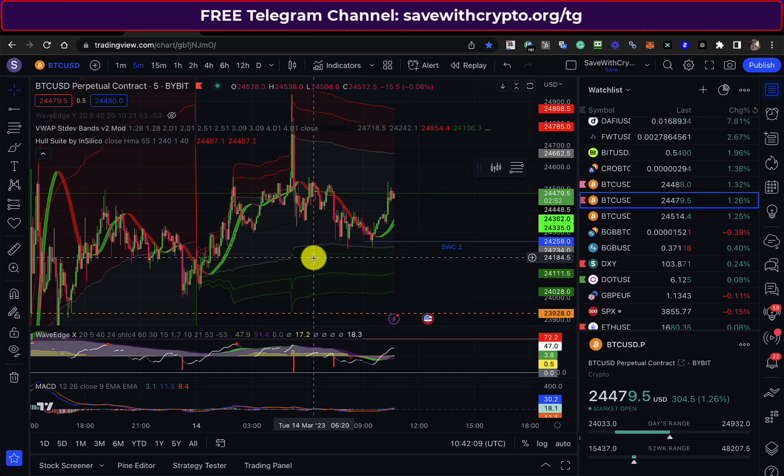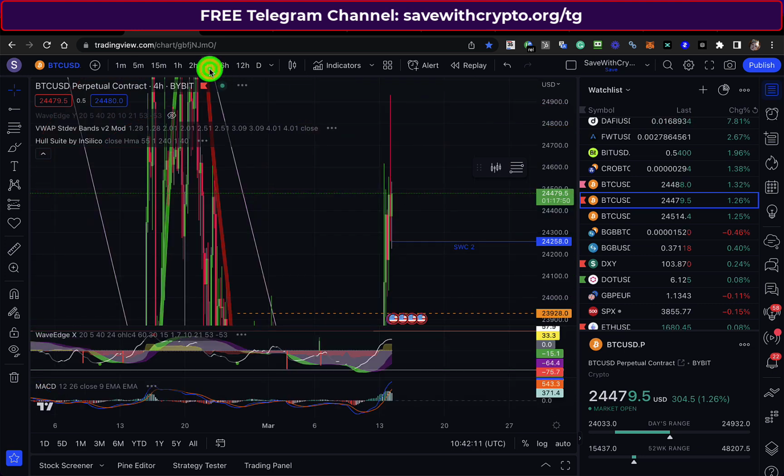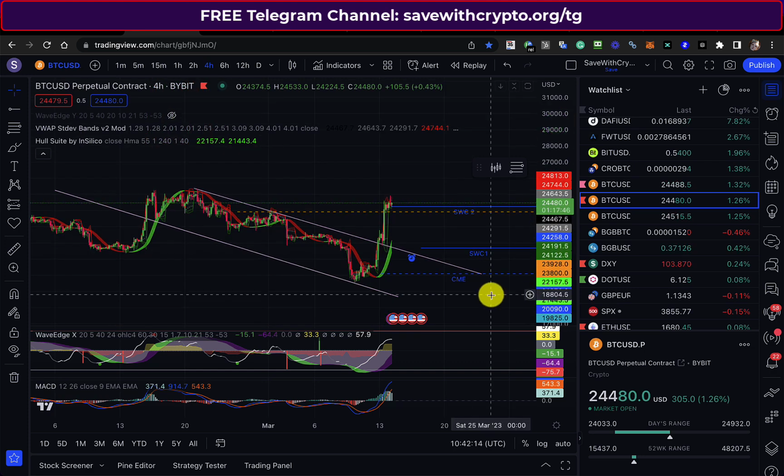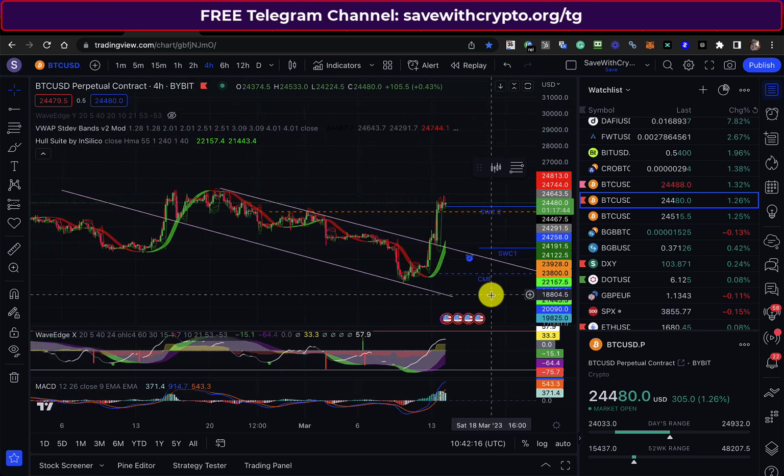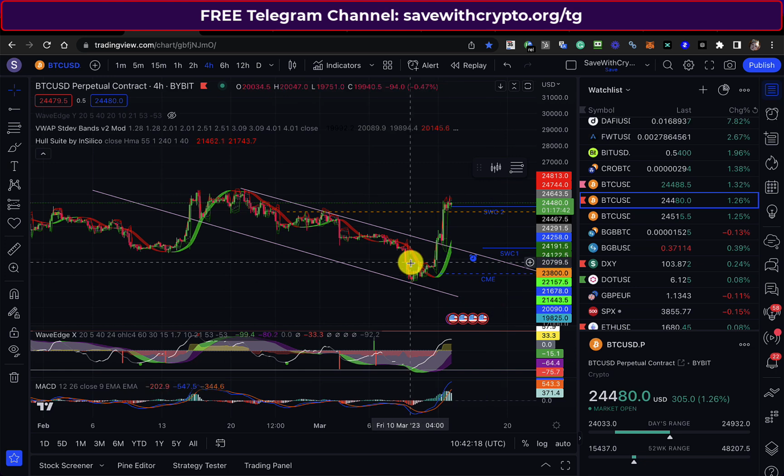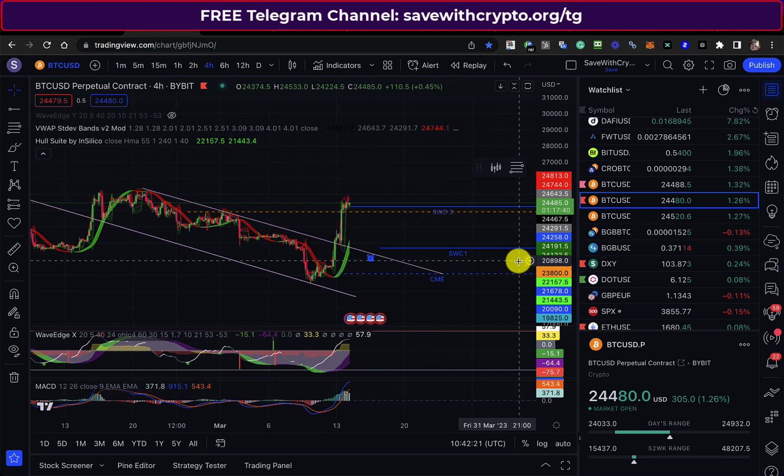I mean, overall, if we zoom out, say go to the 4 hour, that looks to me like it's not going to go up forever. It's got to have a pullback at some point, isn't it? So don't be surprised if that happens.